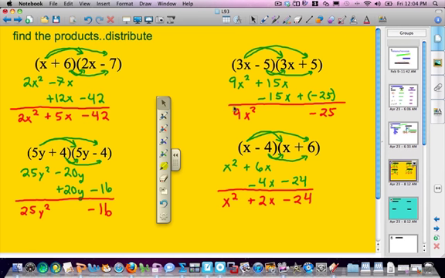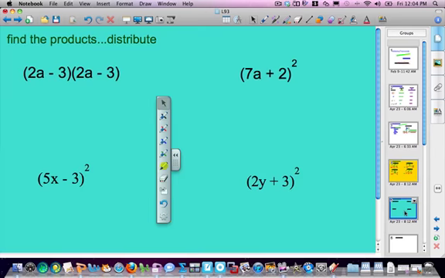Is there a way to predict how many terms the product will have? For example, this expression has 3 terms, but this one only has 2. Is there a way that you can determine before you multiply how many terms the product will have? Write your observations down in your notes and be prepared to talk about them in class tomorrow. Let's take a look at one more pattern.